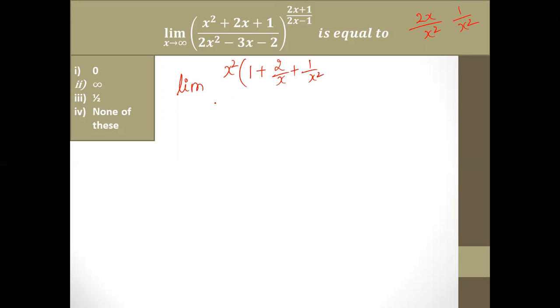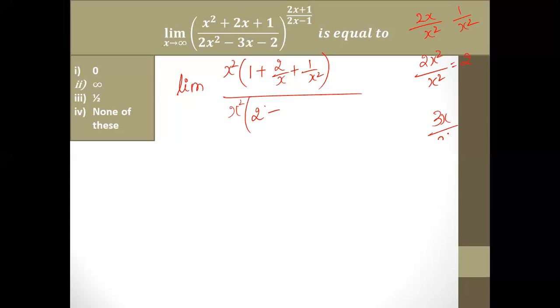Okay. Come to the denominator. In the denominator also, the highest power of x is 2. So take it out. If you take it out, x square into, you divide 2x square by x square. So you will get 2. Okay, so it is 2 minus, divide 3x by x square. So it is 3 by x. Then you divide 2 by minus 2 by x square. So there is nothing to cancel, so you have to write it as it is. Okay, this is about the base.